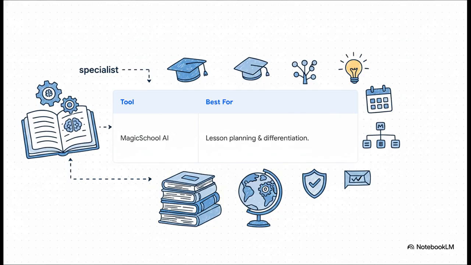Meet Magic School AI. So if ChatGPT is a generalist, Magic School is a specialist. It was built from the ground up specifically for educators with over 80 purpose-built tools. This means you can get help drafting an IEP communication or generating different reading passages for the same topic, all inside a platform that speaks your language.